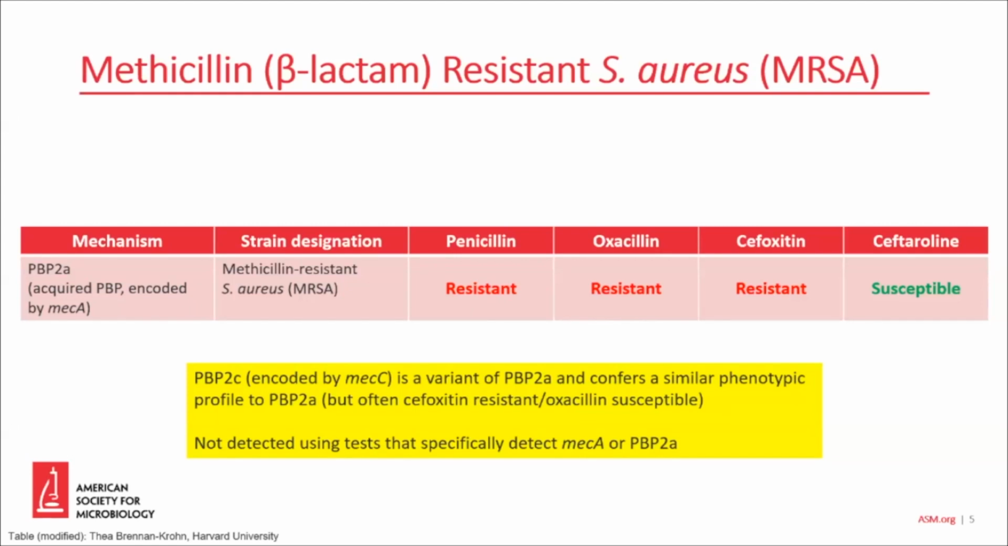There is another variant of penicillin binding protein 2A called penicillin binding protein 2C, which is encoded by mecC, and it confers a very similar phenotype to penicillin binding protein 2A. But often the isolates are cefoxitin resistant, oxacillin susceptible. And importantly, tests that are specifically designed to detect mecA or PBP2A will not detect mecC or PBP2C.